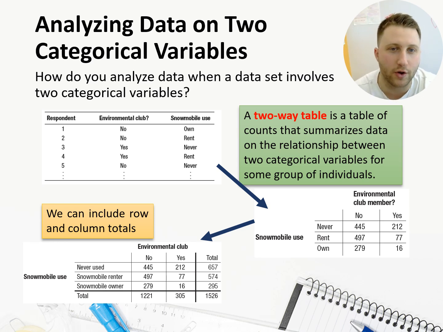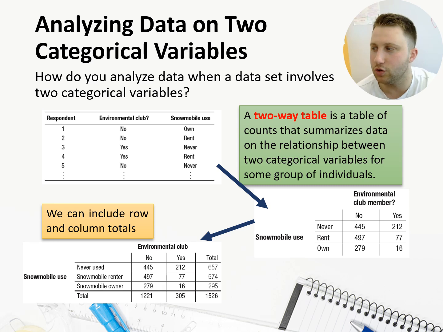just like with one variable data, you look at one column in a data table, you are going to turn two columns of a data table into what we call a two-way table, which is a method for summarizing the relationship between two categorical variables, okay? And so you can see you take the original data here where you have a respondent number for each of the respondents of some survey. You've got whether they're members of an environmental club or not, and whether they use a snowmobile or not.